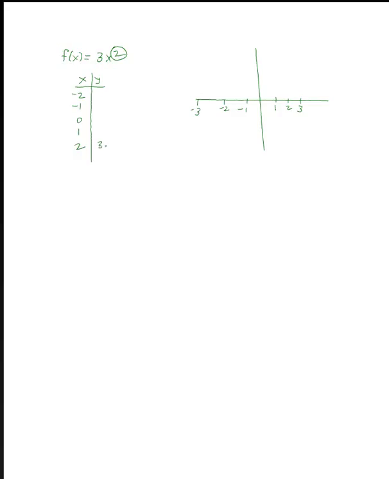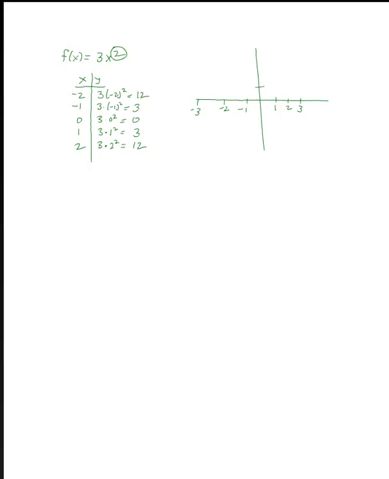If I plug in 2, I get 3 times 2 squared. That's 3 times 4, that's 12. If I plug in 1, 3 times 1 squared is 3 times 1, that's 3. Plug in 0, 3 times 0 squared is 0. 0 times anything is 0. My negative numbers, I have 3 times negative 1 squared. Negative 1 squared is negative 1 times negative 1, that's 1. 3 times 1 is 3. And when I plug in negative 2, 3 times negative 2 squared, that's 3 times 4, that's 12.